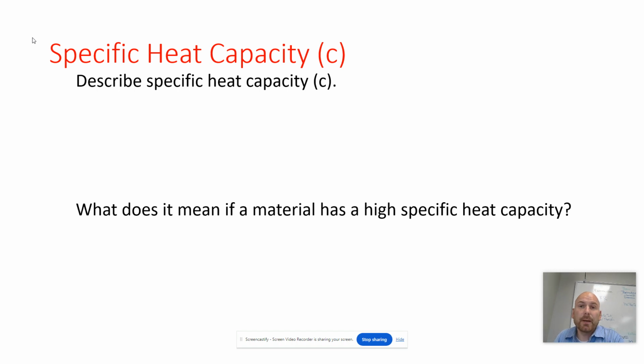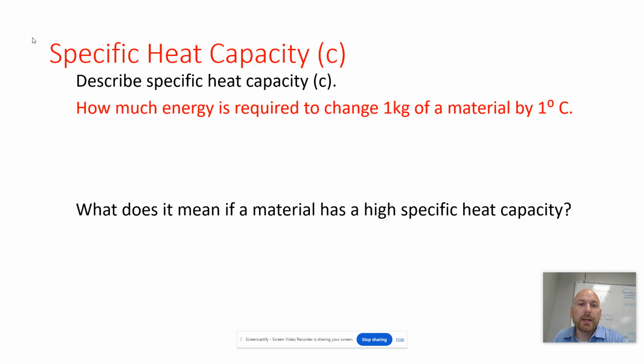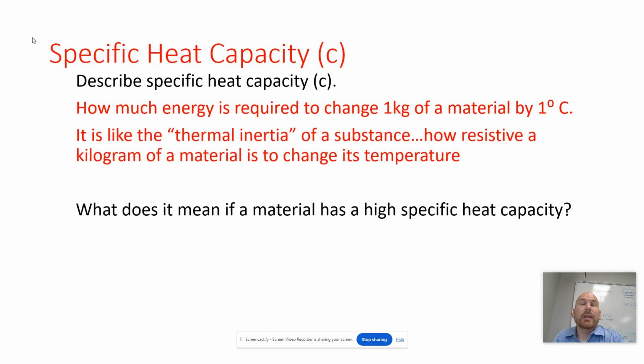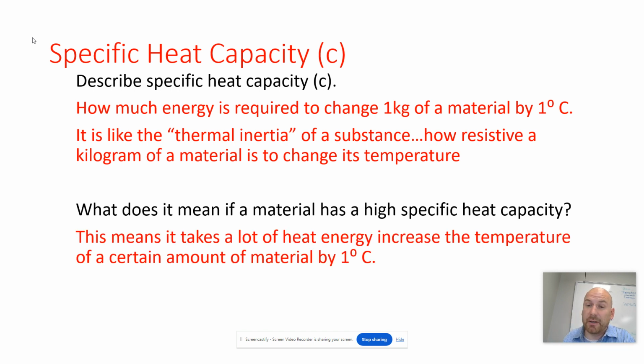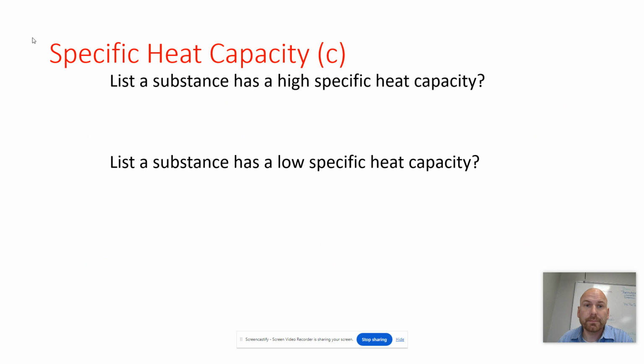Specific heat capacity. You might remember this from chemistry. It's how much energy is required to change 1 kilogram of material by 1 degree Celsius. So it's likened to the thermal inertia of a substance. It's how resistive 1 kilogram of a material is to changes in temperature. So what does it mean if it has a high specific heat capacity? It means it takes a lot of energy to increase the temperature of a certain amount by 1 degree Celsius.